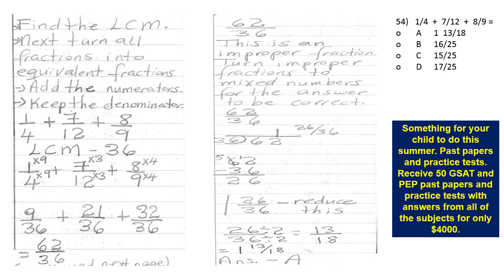Next, 7 over 12. 12 times 3 equals 36, so therefore multiply 7 times 3. 7 times 3 equals 21. So therefore 7 over 12 becomes 21 over 36. So you multiply 12 times 3, so you also multiply 7 times 3.